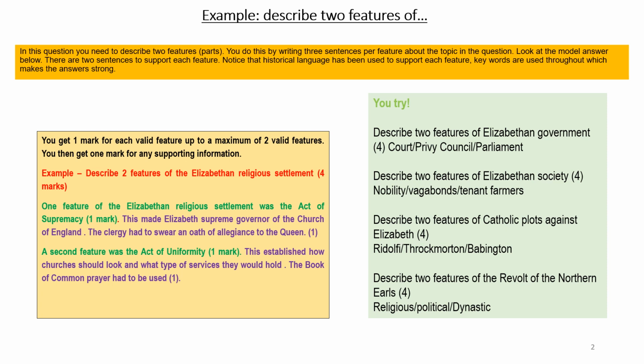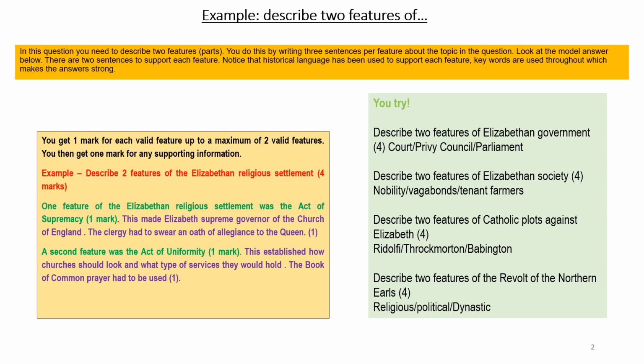So if we bring that back to history, you could be asked to describe two key features of the religious settlement, for example. So what that's asking you to do is to describe two parts of the religious settlement. And the example you can see on the screen in front of you gives you two parts of the religious settlement in green. One feature of the religious settlement was the Act of Supremacy. A second feature was the Act of Uniformity. What you're then looking to do is to give detail to support those parts.